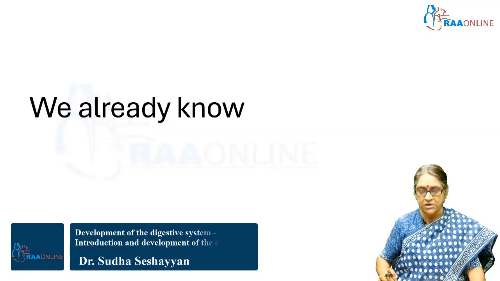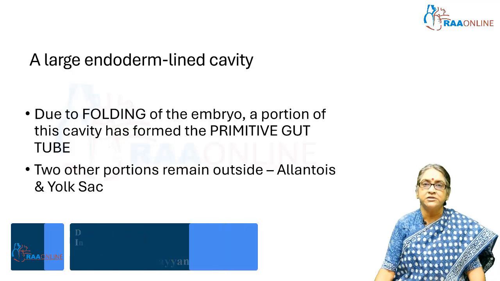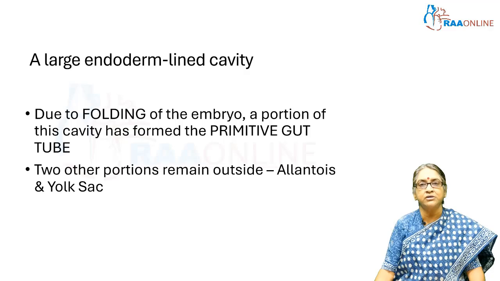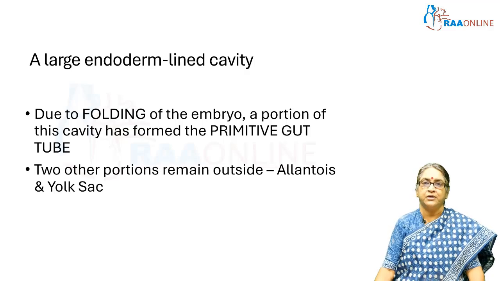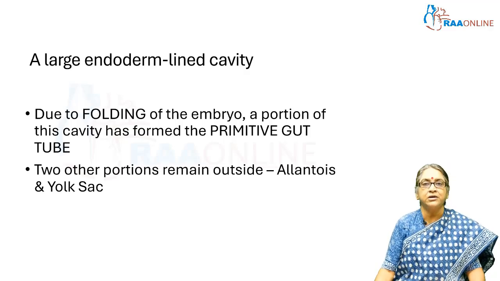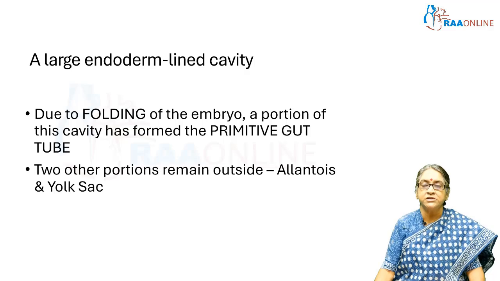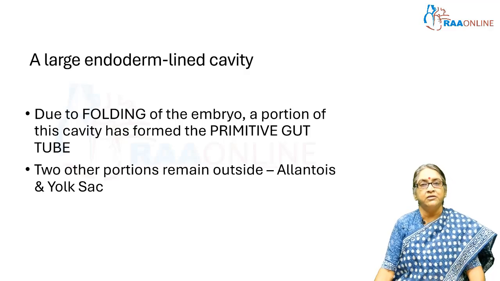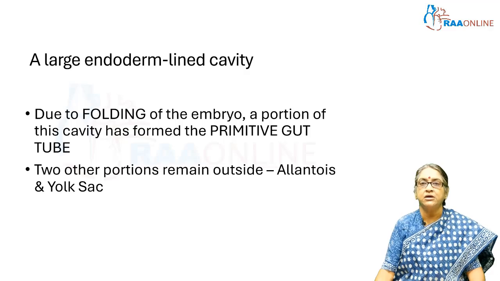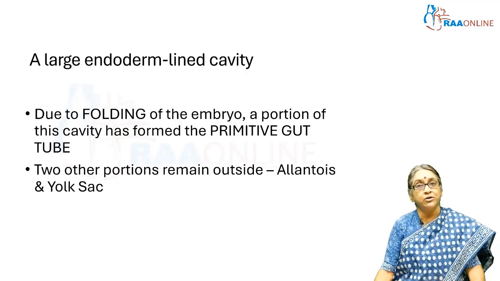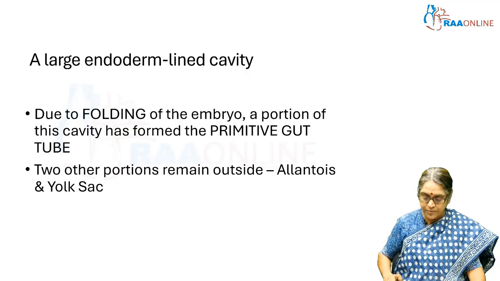We already know certain other facts too, that in the early embryo, there is a large endoderm-lined cavity. From our already collected knowledge, we know the gut system is derived from the endoderm. And we also know that there is a large endoderm-lined cavity in the early embryo, and part of this cavity becomes the primitive gut tube due to the folding, and there are also other portions of the same cavity which remain outside the embryo proper.